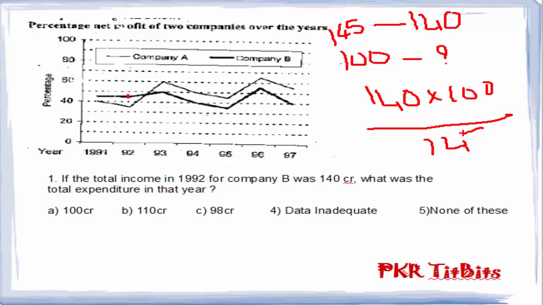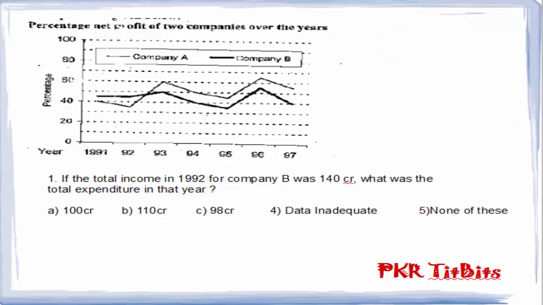Looking at the numbers and the options, these options are without any decimals. Looking at these numbers, we can say that this will not divide evenly; it will come as a decimal point. So the answer will be none of these. Coming to the next question.